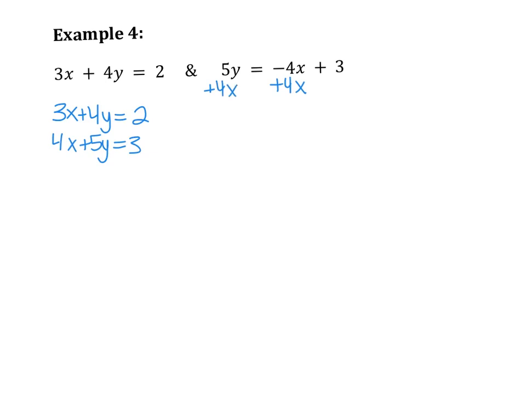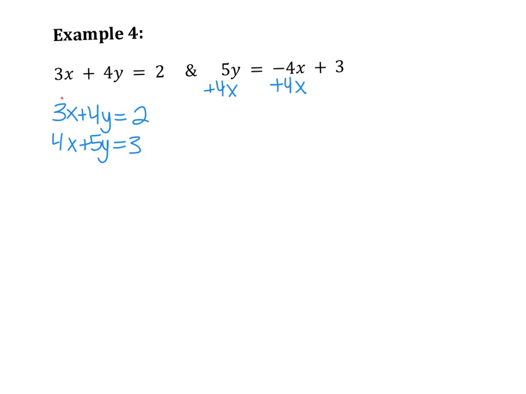The reason why I consider this a level 3 problem is that there's no single number that I can multiply one equation by to create an additive inverse for x or for y. So I'm going to have to multiply each equation by a different number. I'm going to create an additive inverse for x.